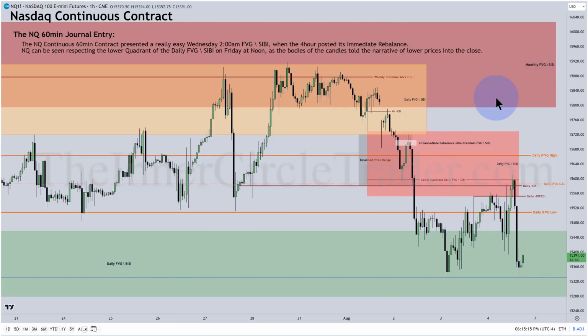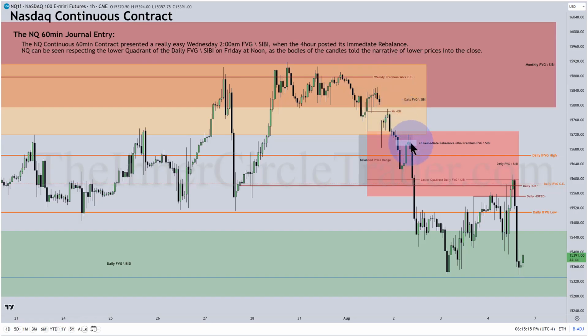So we know the two premium and discount levels, okay? And inside that daily fair value gap SIBI, you can see how it's important that you label your PD arrays. You can't just throw a box or a rectangle in there and assume that you're going to remember what it is and how to use it. So everything has to be organized. Everything has to have its place in all the time frames that you utilize. The weekly premium wick consequent encroachment, the 4-hour bearish order block.